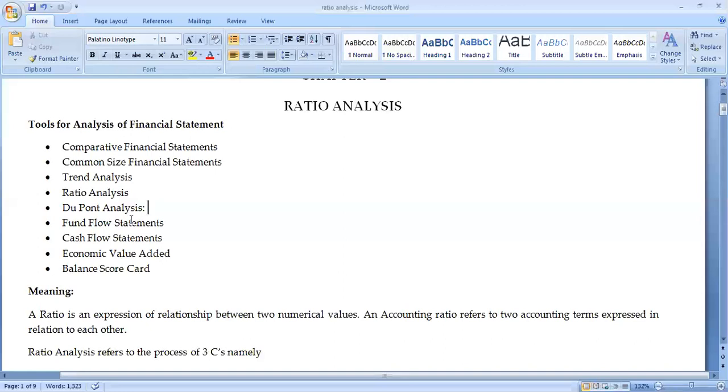In the case of the fund flow statement, all the transactions were considered, and in the case of the cash flow statement, only the cash items were considered and the analysis was made. And what is this economic value added? Economic value added is especially to estimate the firm's economic profit. Here, economic value added was introduced to identify the firm's economic profit.